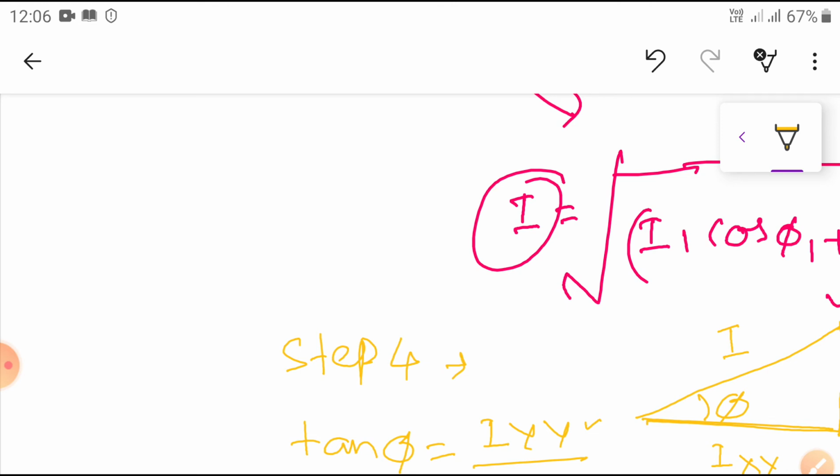So very simple. First step, you find the branch currents. Second step, sum of the two branch currents. Third step, find the final whatever you required: current, its power factor, its phase angle. That's enough. Okay. So dear students, these are the steps you have to involve.